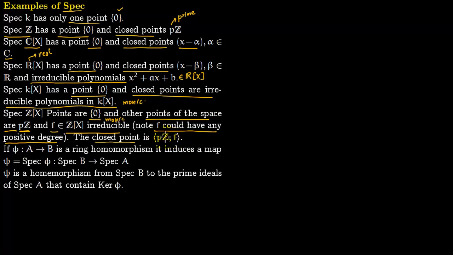The closed points are generated by both this prime ideal and f, so it has to contain these two. So this is not closed and this is not closed. This is the only maximal ideal. Again, p is prime, and f is an irreducible monic polynomial which could have any degree.